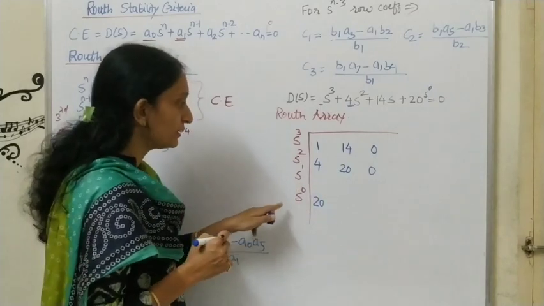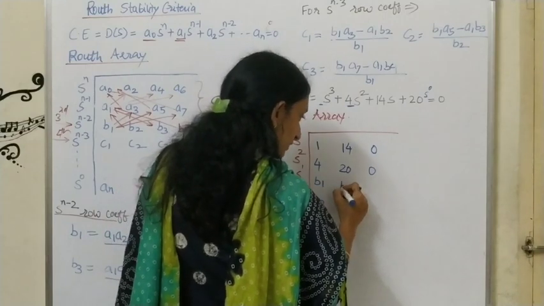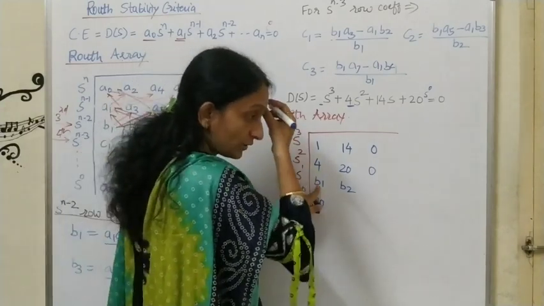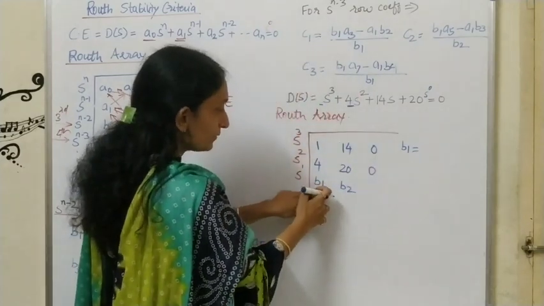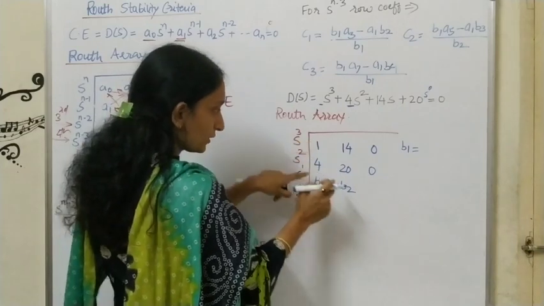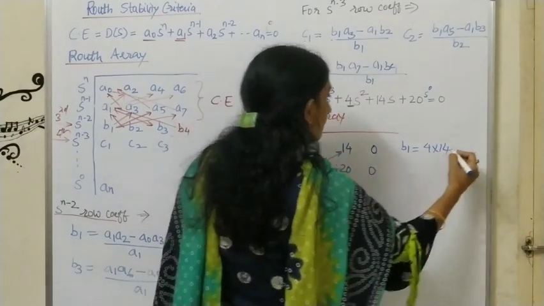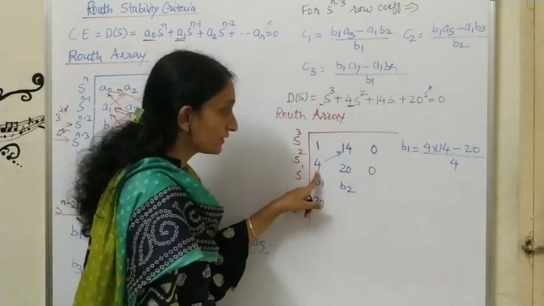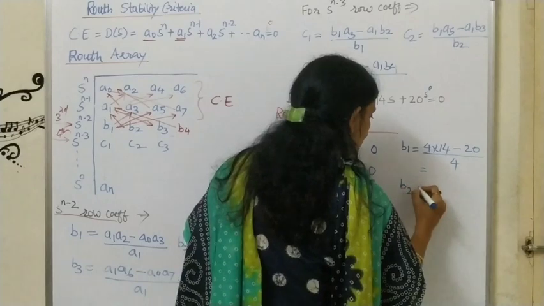I will just write b1 here and we will calculate the values. You can directly put the value, no need to show b1 b2, but as we are solving the first numerical I need to show the formula. For calculating b1 you have to consider these two rows just above the third row. So 4 into 14 minus 1 into 20 upon 4. This is the value of b1. We will put the answer, but before that we will substitute b2.